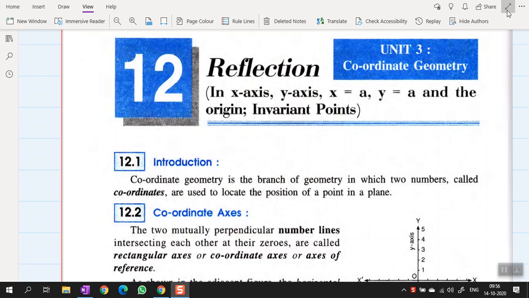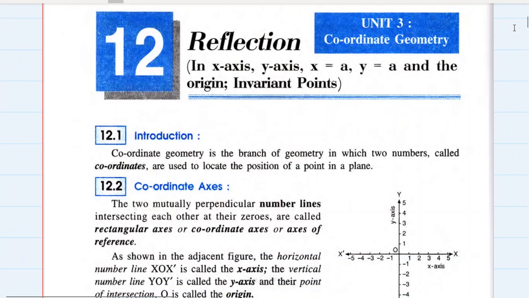Hello and welcome to the next chapter of mathematics. This is chapter 12, reflection. Reflection in x-axis, in y-axis, in the straight line x is equal to a, y is equal to a, and the origin. Also, we are going to learn about invariant points.